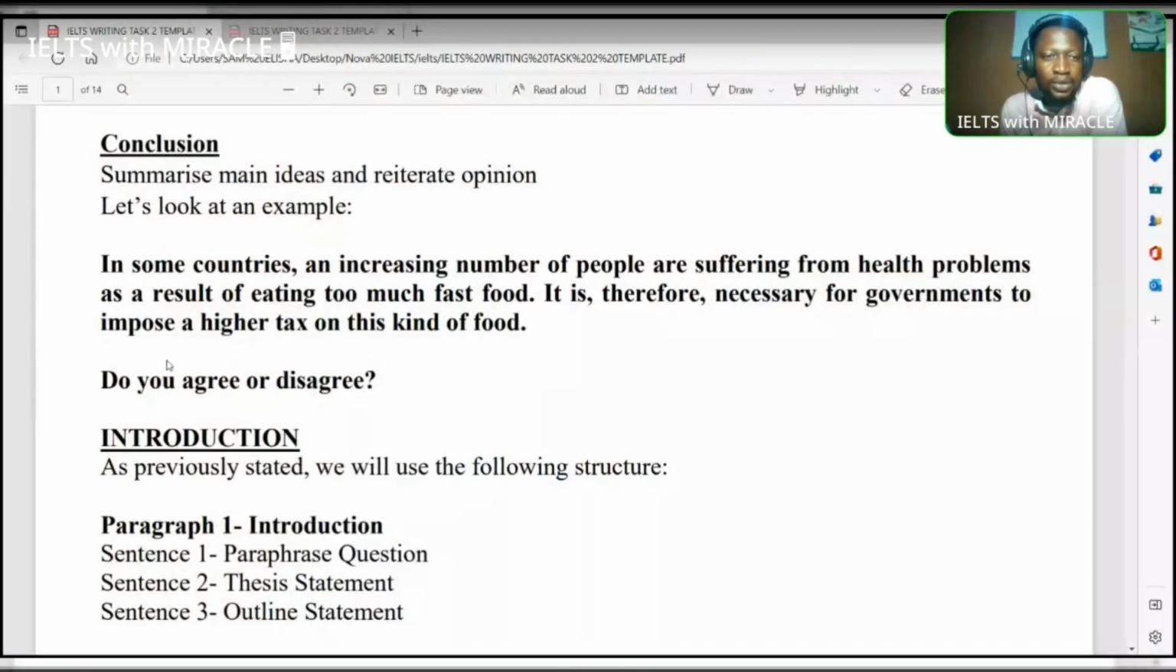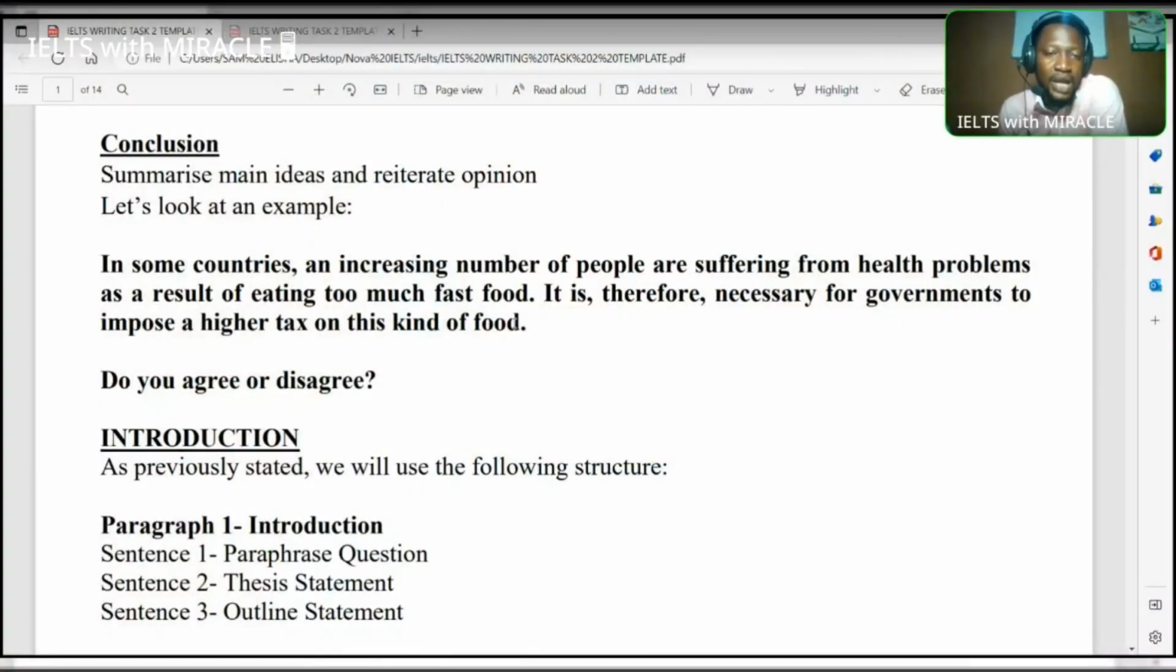Okay. Now let's look at this topic. In some countries, an increasing number of people are suffering from health problems as a result of eating too much fast food. It is therefore necessary for government to impose a higher tax on this kind of food, right? On this kind of food.